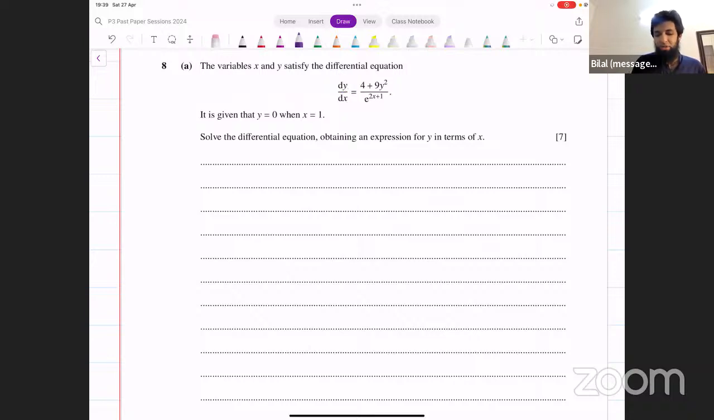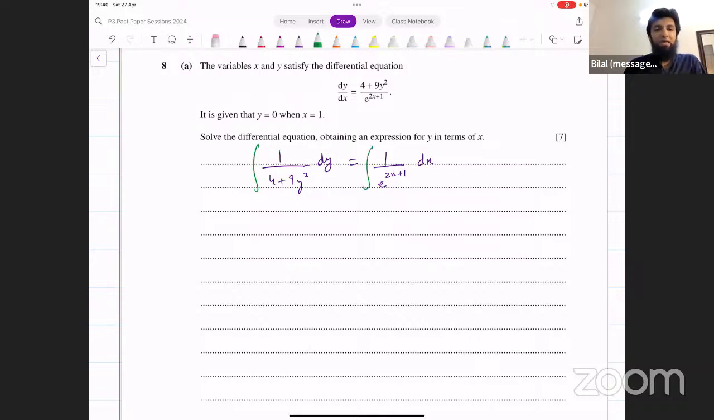Let's bring the y terms to the left. So this can be written as 1 over 4 plus 9y squared, and on the left we also have dy. Dx goes to the other side, and we have 1 over e raised to the power 2x plus 1 dx. Variables are separated, and now we need to integrate both sides. Integrate the left-hand side and integrate the right-hand side.